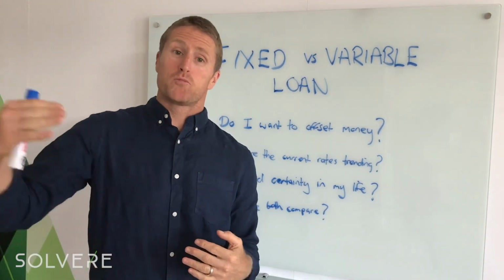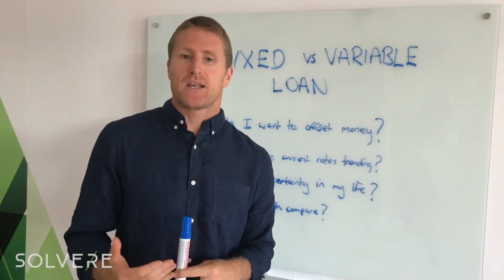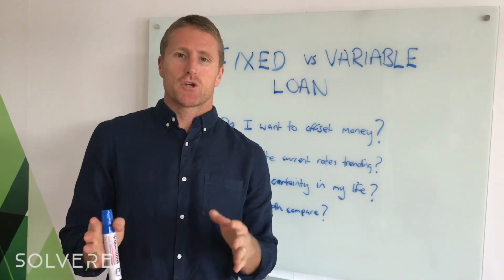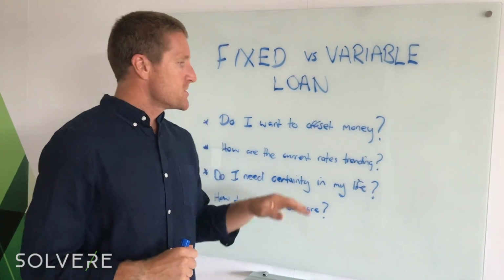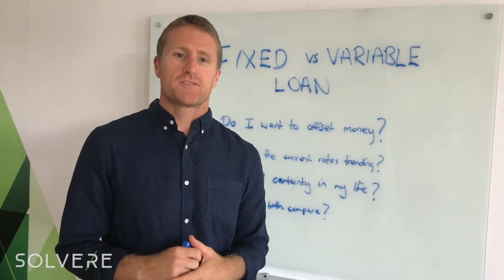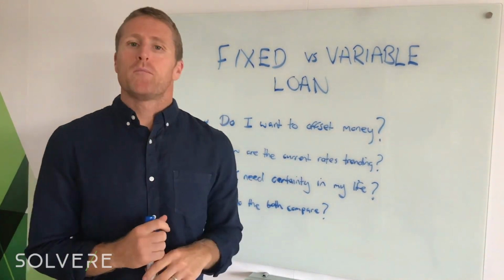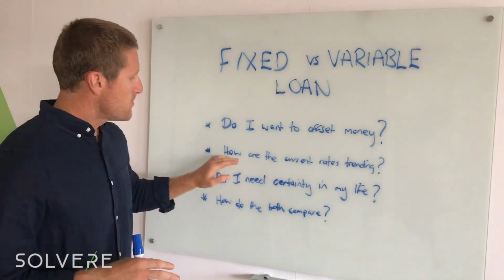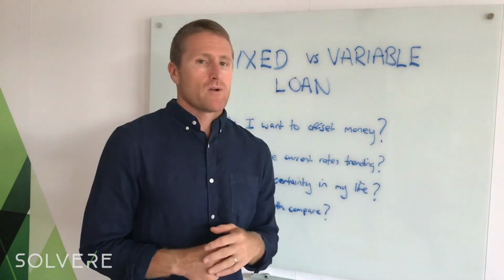If it does, it will probably cap that amount. It might be 20 grand that you can offset it at any one time. So take that into consideration. If you've got a large sum of money that you'd like to offset, then a fixed loan may not be the option for you. The second part is, how are the current rates trending?